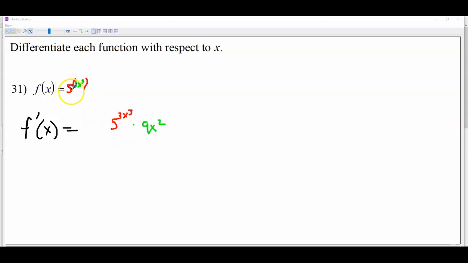With an e power or an e function, it's just this and we're done. But since we have a base of 5, we're also going to multiply it by something else, and that's the ln of that number, 5. So we have these three things being multiplied together as our derivative. A little weird, but there it is. All right.